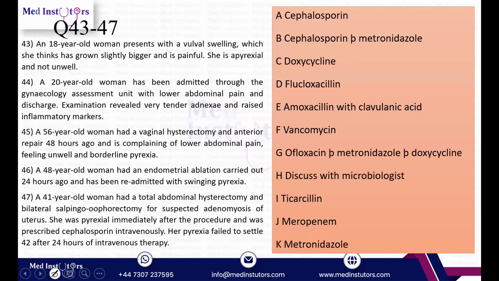A 20-year-old woman has been admitted to the gynecological assessment unit with lower abdominal pain and discharge. What is your clincher here, guys? A clincher here is that she has pelvic inflammatory disease. So how would you treat pelvic inflammatory disease? Yes, Dr. Hosni says G, you're right. You give flucloxacillin, metronidazole, and doxycycline. All of you are right.